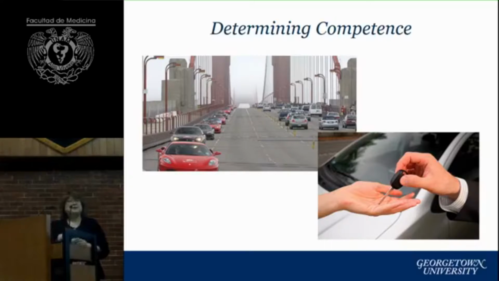So I'd like to use this picture. This is the Golden Gate Bridge in San Francisco. It often gets very foggy, okay? So let's say that you have a neighbor who just received their driver's license and they want to drive your brand new car. How do you decide that you trust them enough to hand over the keys to your brand new car? And does it make a difference if your child is sitting in the back seat?